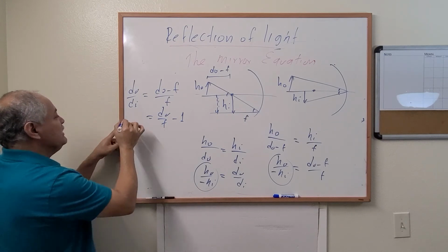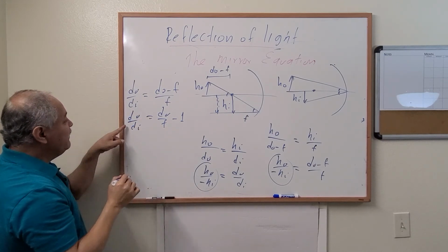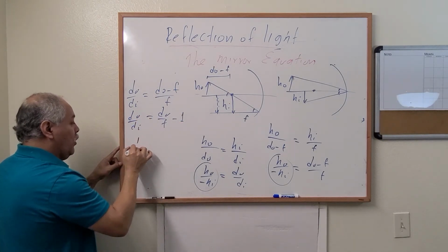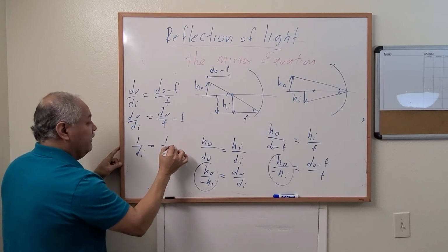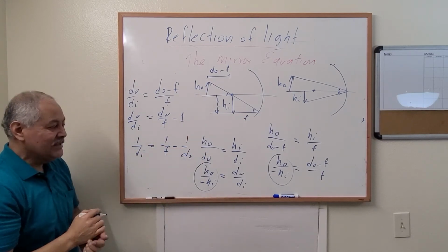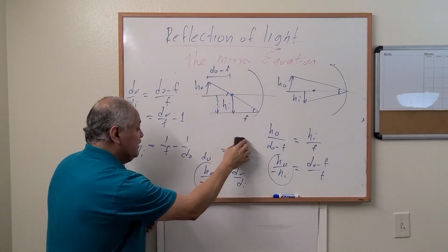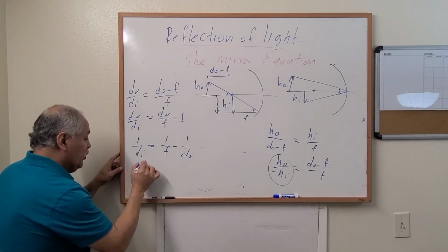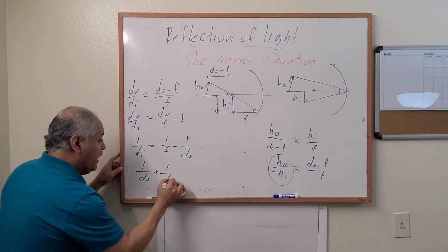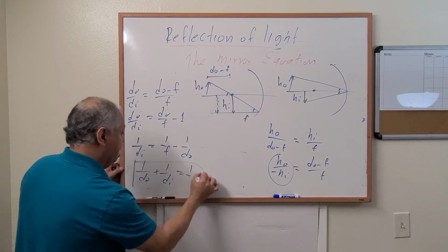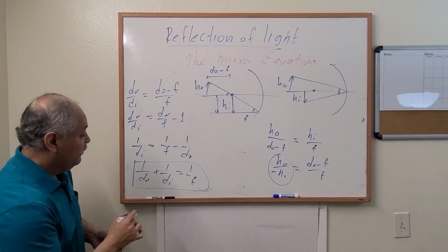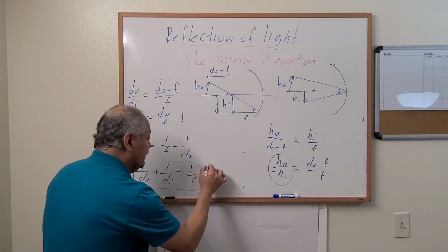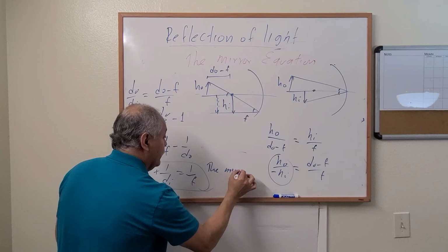Now let's divide everything by dO. What happens when we divide all of this by dO? We have 1 over dI equal to 1 over F minus 1 over dO. Perfect. Now we arrange this equation in the traditional way. It says 1 over dO plus 1 over dI equals 1 over F. This is the traditional form of the equation for mirrors. This is the mirror equation.